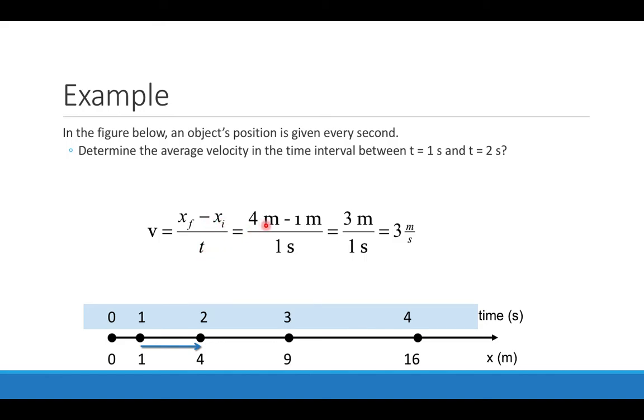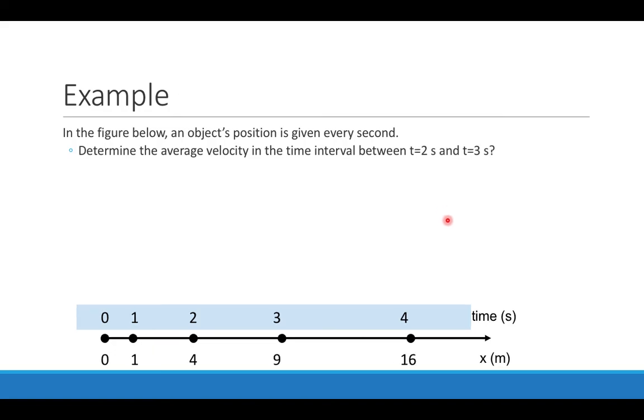At 2 seconds, I'm at 4 meters. At 1 second, I'm at 1 meter. And the time interval between 1 second and 2 seconds is 1 second. So my average velocity is 3 meters per second. So between 1 second and 2 seconds, my average velocity is 3 meters per second.